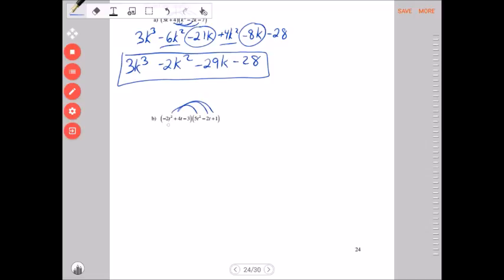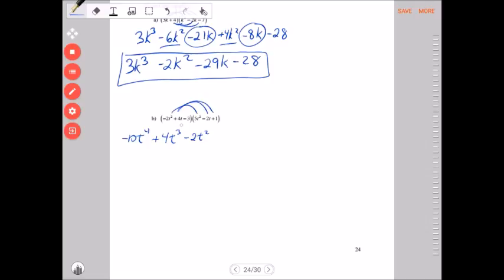So negative 2t squared times 5t squared. Negative 2 times positive 5 is negative 10. T squared and t squared makes t to the 4th. Negative 2t squared times negative 2t. Negative 2 times negative 2 is positive 4. T squared times t is t cubed. And negative 2t squared times 1 is just negative 2t squared. Anything times 1 is itself, so we're good there.